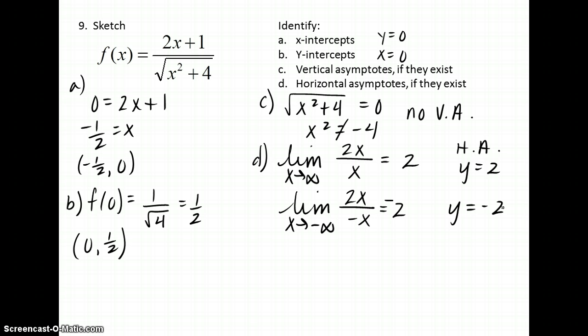Okay, so putting all this together, it'll be a little tight to graph it. 2 and -2. As x approaches positive infinity, our horizontal asymptote is at 2. As x approaches negative infinity, our horizontal asymptote is at -2. Our x-intercept is at -1/2, 0. Our y-intercept is at 0, 1/2. No vertical asymptotes, so the domain is all real numbers. And then just connecting.